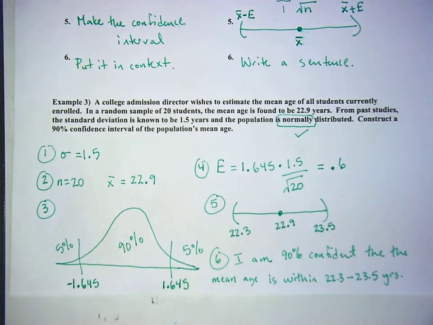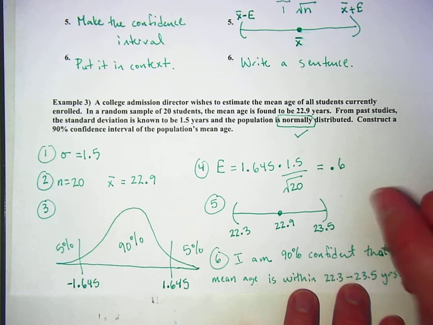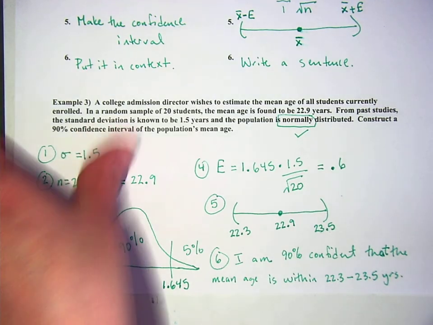Man, that was horrible. My hand hurts so much from writing it. Made an error. Did I? It says I am 90% confident. Yikes. Because the mean age is within 22.3 to 23.5 years. Thank you. You can tell why I'm not your English teacher. It would be a nightmare. We'd all fail. I'd be like, did everybody write the? And you'd be like, I don't think this lady knows what she's talking about.